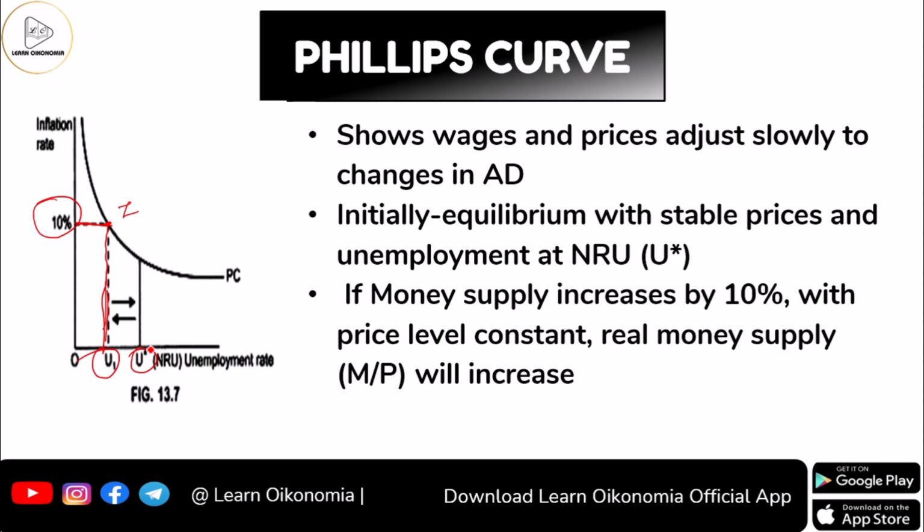Okay, so what we are going to see here is that the Phillips curve is showing wages and prices would be adjusting slowly to changes in aggregate demand. And why did this happen? This happens due to the labor market adjustment.